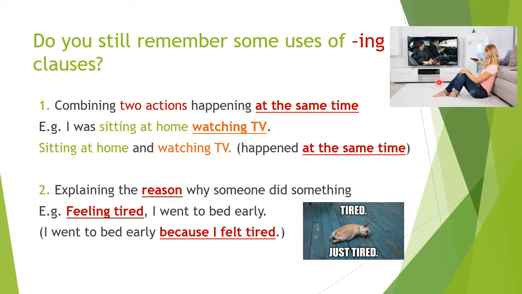If you look at the photo, this is you. You were sitting at home. At the same time, you were watching TV. Basically there are two actions happening at the same time. So when we combine the sentences, we can use the ing clause. It tells us that there are two actions happening or happened at the same time.